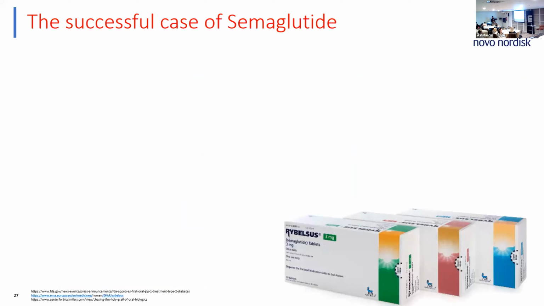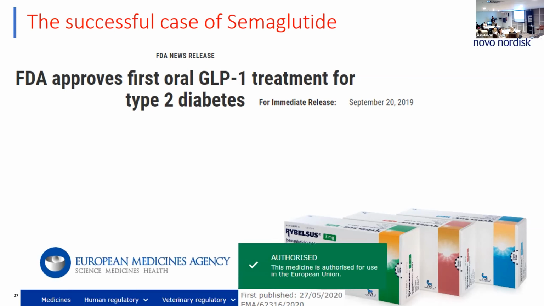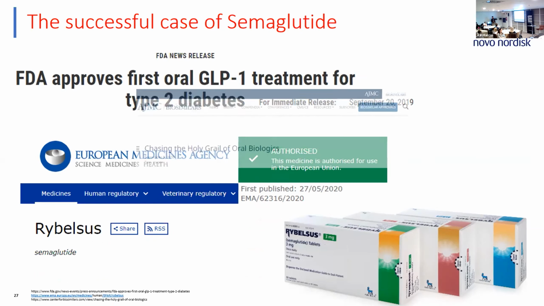So I mentioned Novo Nordisk. They had an oral protein that was recently approved by FDA in 2019 for treatment of diabetes. The biologic molecule is semaglutide. Then it was approved also by EMA for the European markets in 2020. The commercial form is Rybelsus. And this is a game changer.